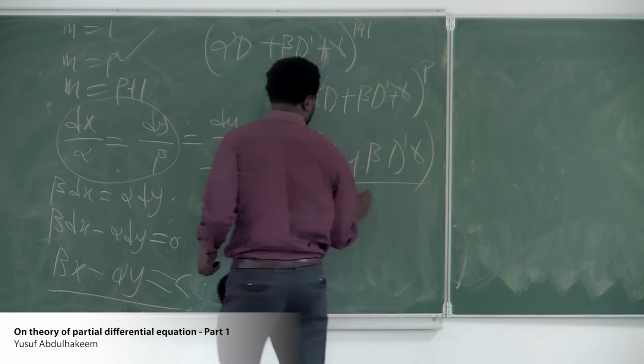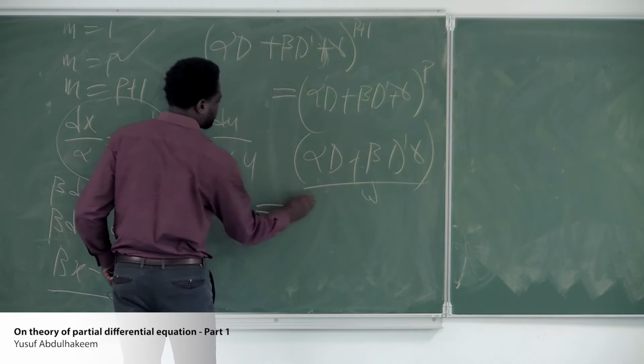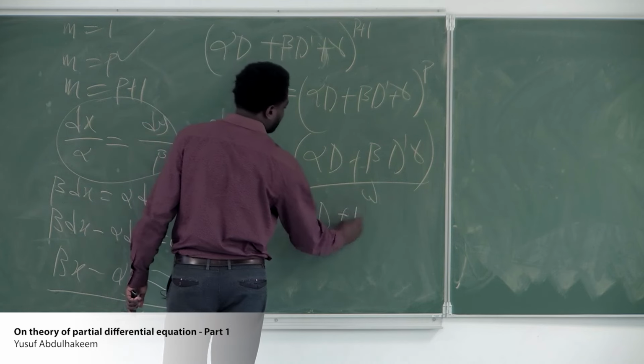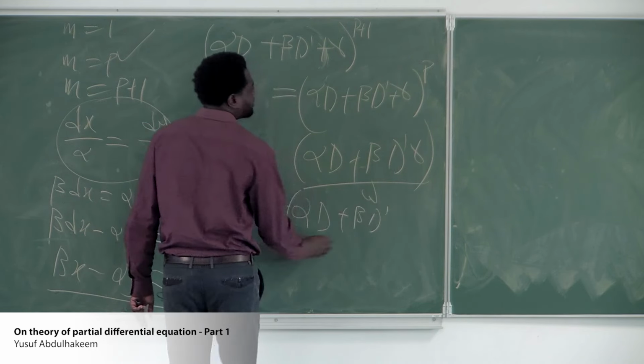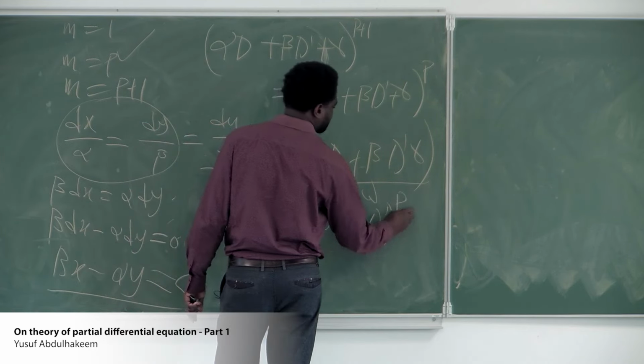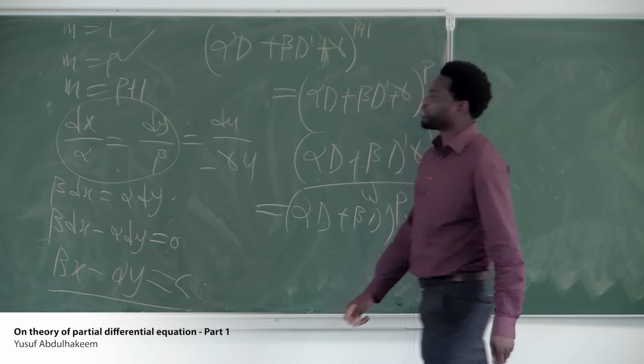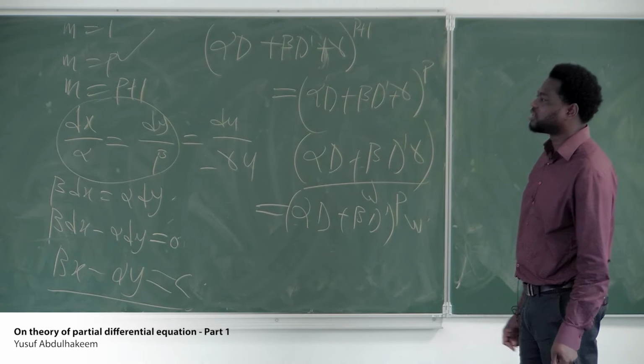Then by the time we take this one to be omega, so everything here will just give us alpha D plus beta D prime to the power of p. Then we have this omega. So that is how we come about this particular equation.